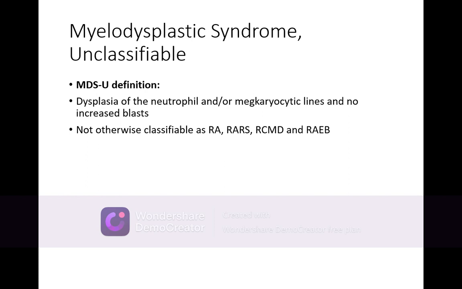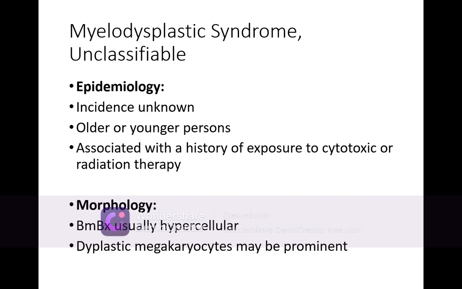It is unclassified. It is not included in this. The unclassification incidence we don't know, but younger persons may be involved. Bone marrow biopsy may be hypocellular and dysplastic megakaryocytes may be prominent. Here the clue is dysplasia of the megakaryocytes.